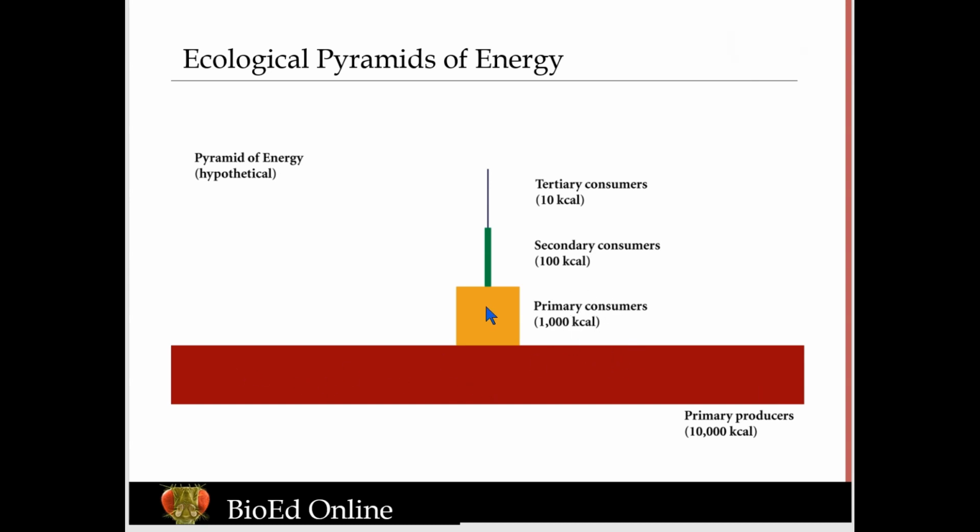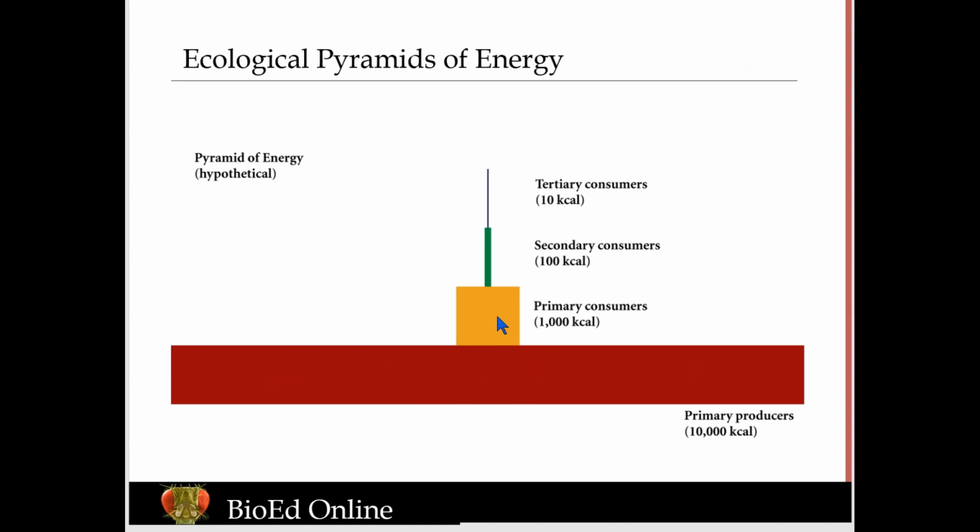So these are going to be like your cattle, deer, anything that feeds on just the grass or trees or seeds or fruit and things like that, roots. Those are your primary consumers. And look what energy is available to them. 1,000. That's only 10% of the energy that the primary producers had.